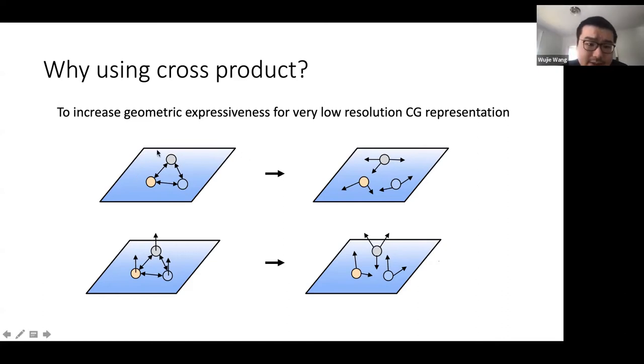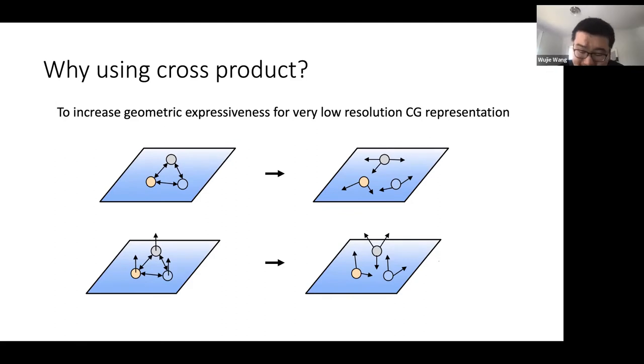And the internode vectors are obviously not sufficient. To compensate for that, we introduce additional cross products. What the cross product does is give a vector orthogonal to the space, so we can go outside of the plane. If we aggregate one of the cross-producted vectors, then we're going outside of the space. That's smart. Yeah, exactly. So this design choice is very specific for very coarse representation.